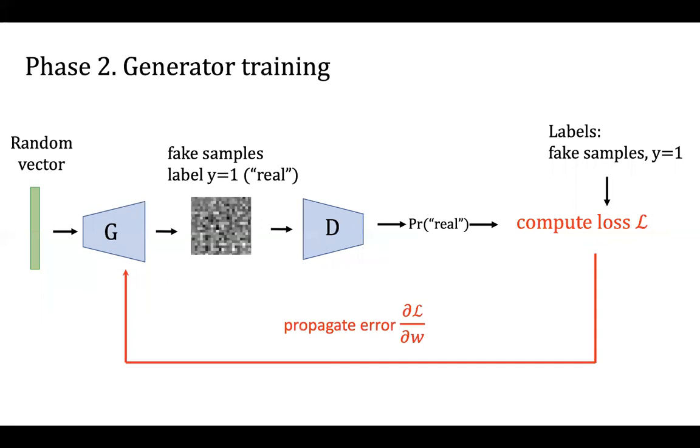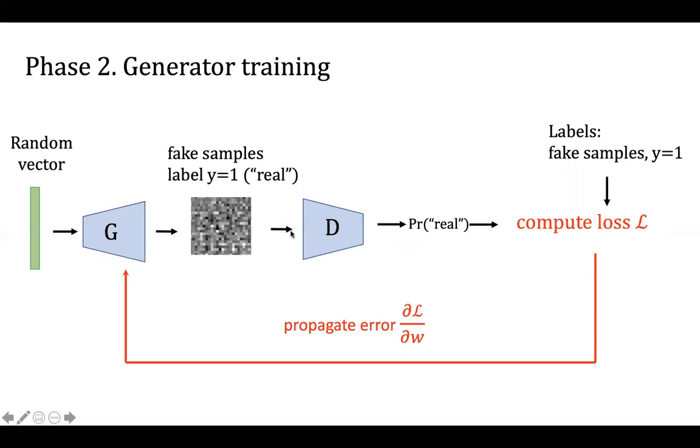In phase two, we train the generator. We again sample from the normal distribution. We create the random vector, feed it to the generator network, and create fake samples. But here we have to use a bit of a trick, because we want to fool the discriminator into labeling the fake samples as real. We assign the labels for the fake samples the same as real. So it's the opposite from the previous step.